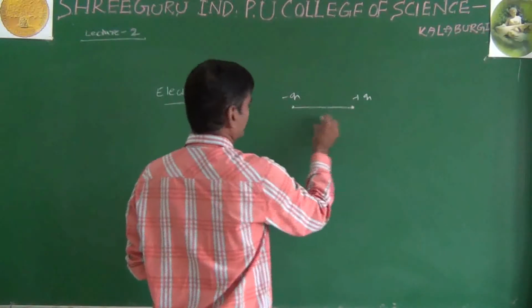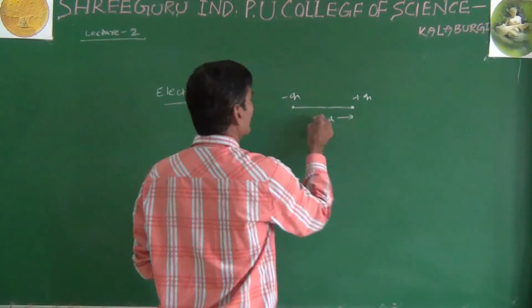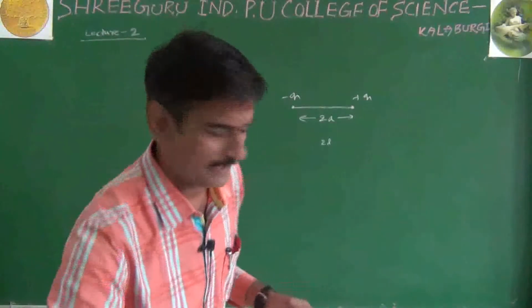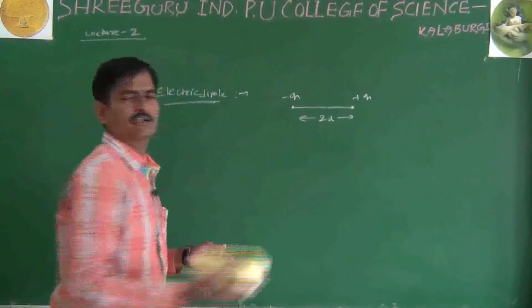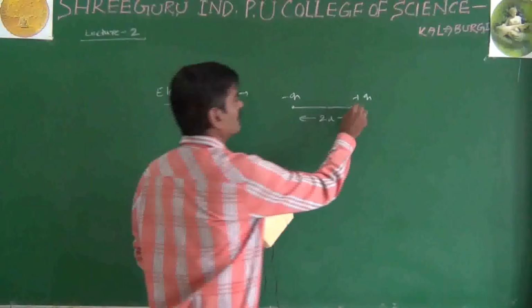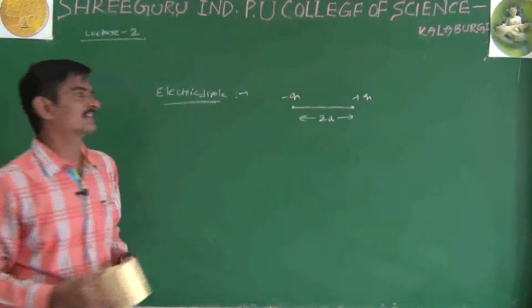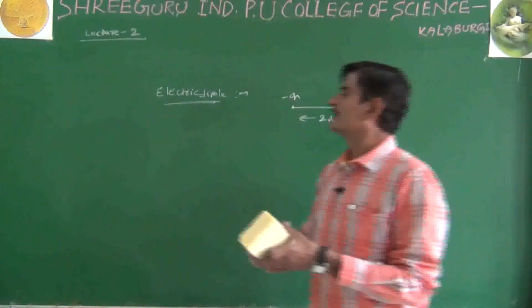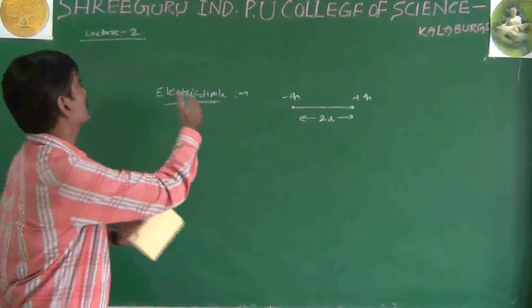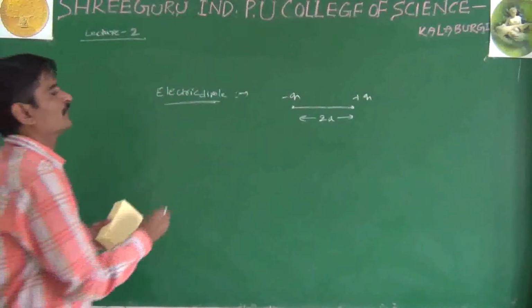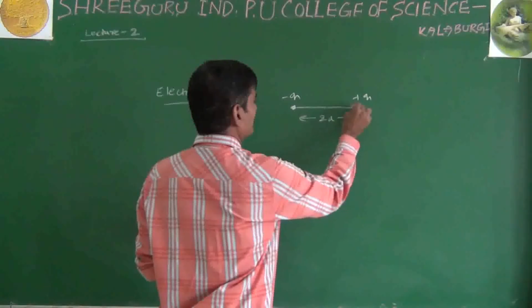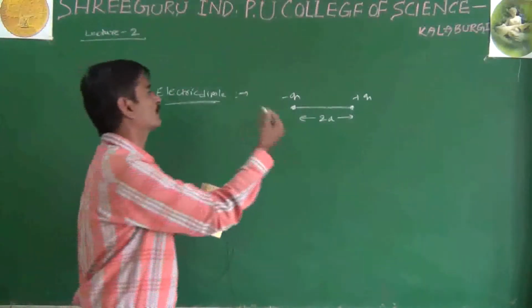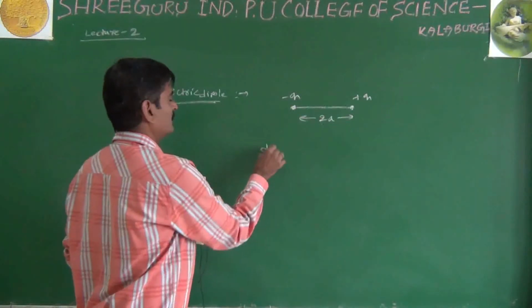That distance you say as 2A or 2L. You might write it as 2L or 2A. I will write it as 2A. No problem, anything you can write. So separated by a certain distance is called an electric dipole. So now in this class, we have to find the electric potential due to this dipole. Also you have studied about the dipole moment.